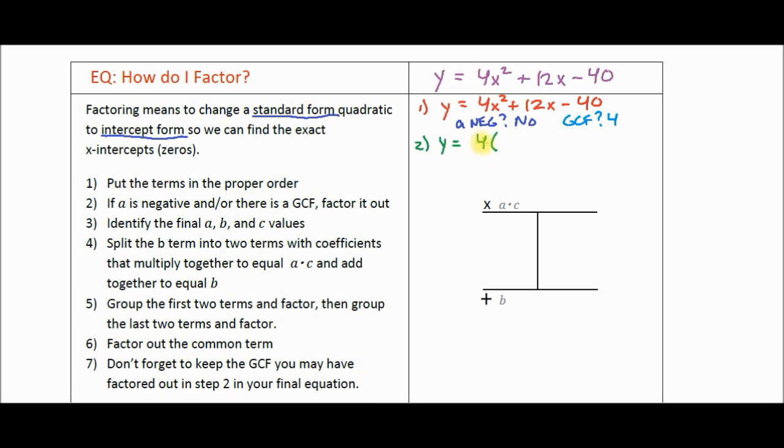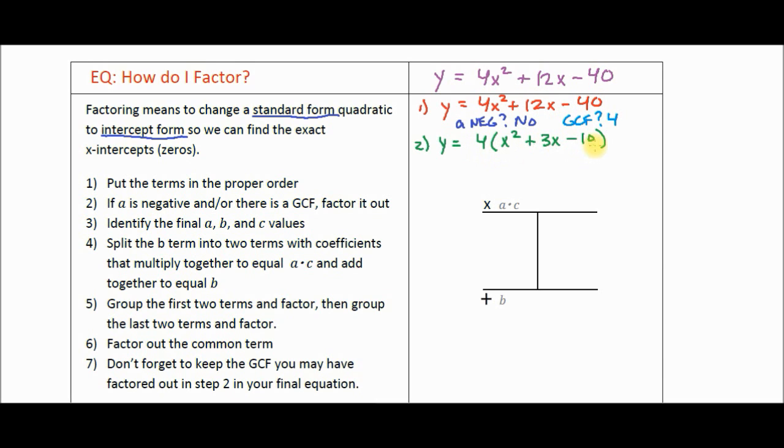Well, I'm just going to do the reverse here to figure out how to get back to our original. 4 times what gives us 4x squared? It's just x squared. 4 times what gives us 12x? Well, that's 3x. And 4 times what gives us -40? That is -10. So you see what I just did was I took a common factor of all 3 of these terms and I pulled it out of the equation.